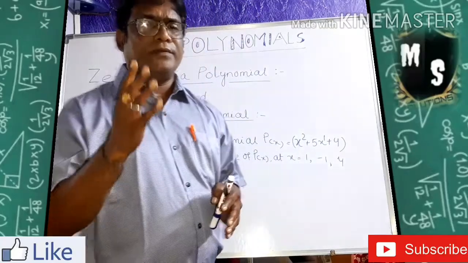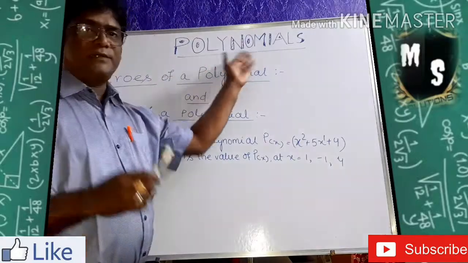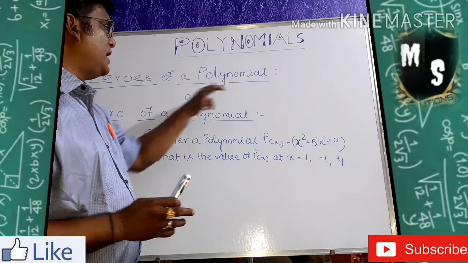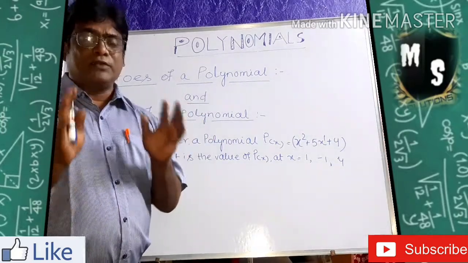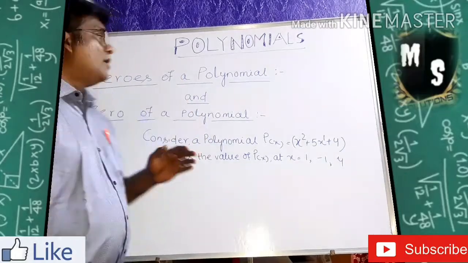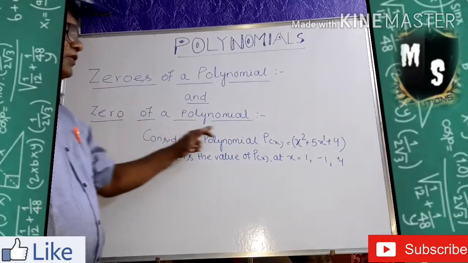Let's today start the next phase of the polynomial. The next phase of the polynomial is the zeros of a polynomial and zero of a polynomial. Very important part which is continuing for the 10th class again. So please try to understand what is the zeros of a polynomial and a zero of a polynomial.